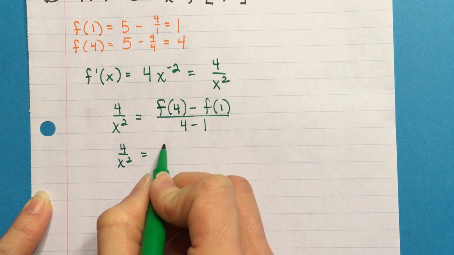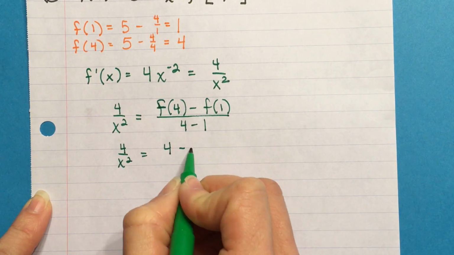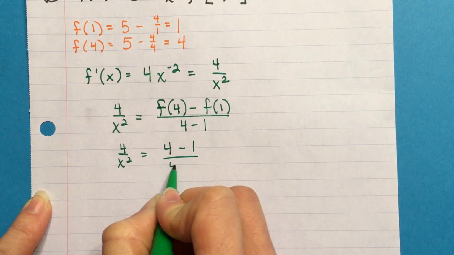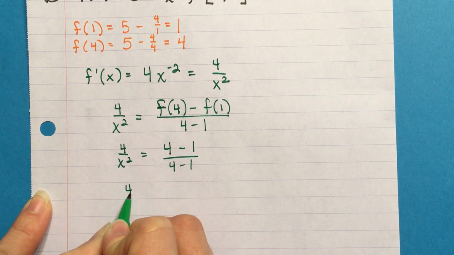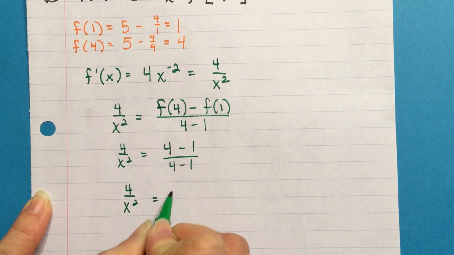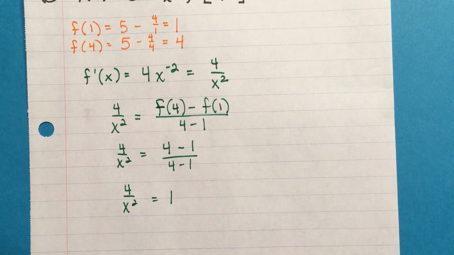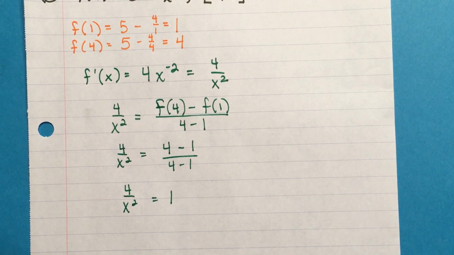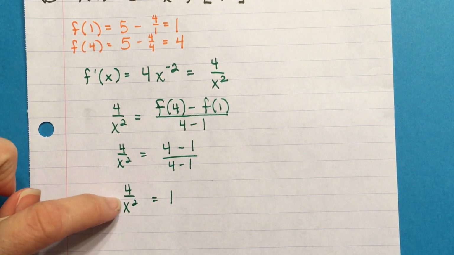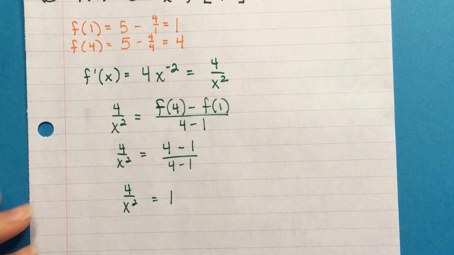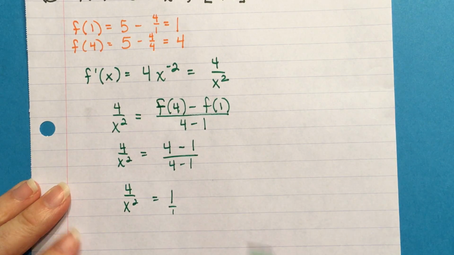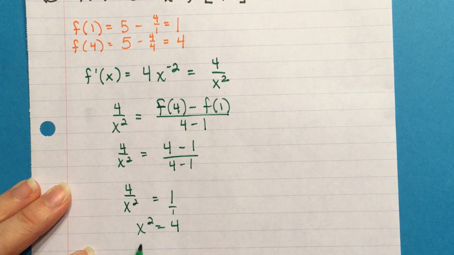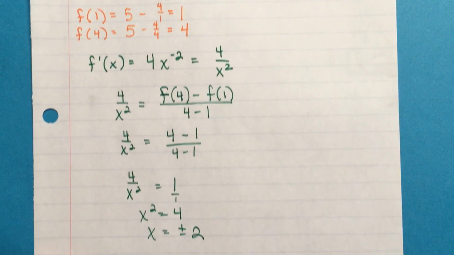So f of 4 actually was 4, and f of 1 actually happened to be 1. So what I have at this point is that 4 over x squared would just be equal to 1. Now let's solve this equation. So I would just cross multiply. So therefore you would have x squared is equal to 4. So x would be equal to plus or minus 2.